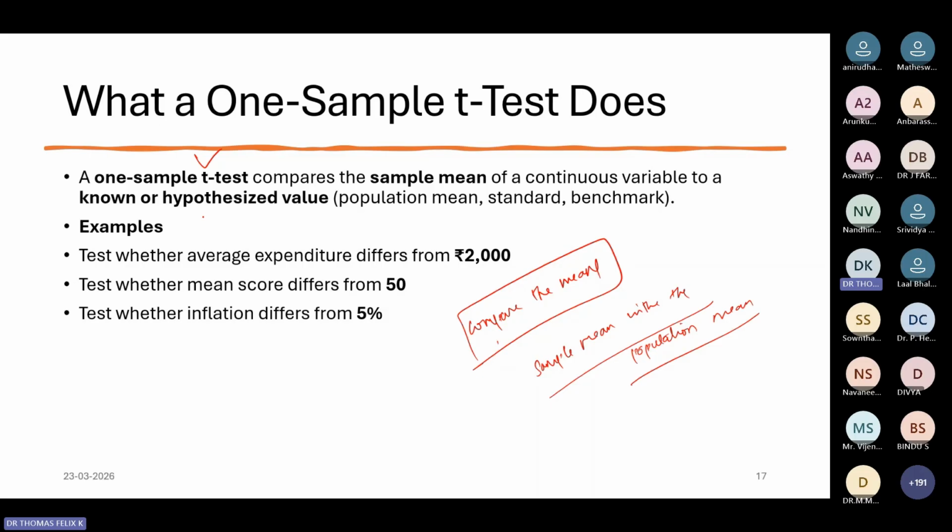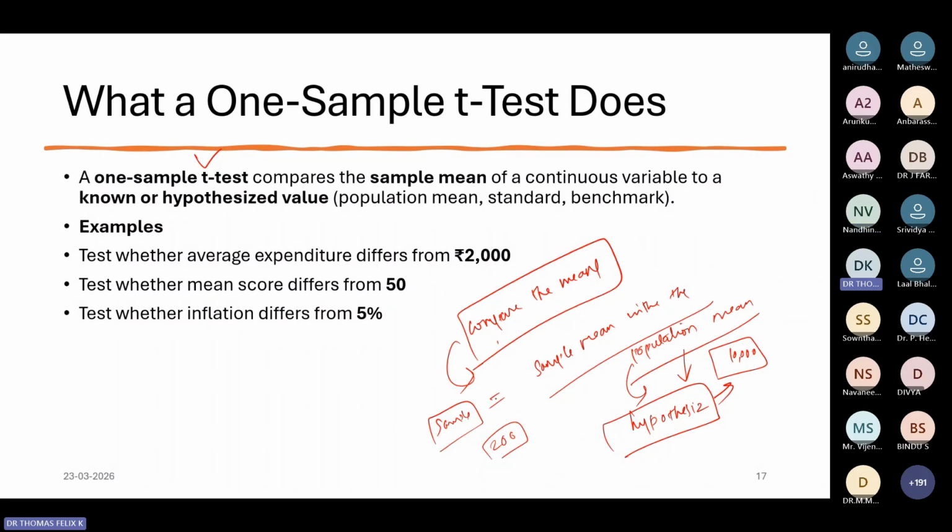You need to note that we don't know the population mean, and it is difficult for us to calculate all the information from the population. Due to that, we will have a hypothesis about the mean. For example, I may hypothesize that the population income is around 10,000 rupees per month. Then I compare it with my sample mean. I might have collected samples from 200 or 500 farmers. Then I compare the population mean with the sample mean, whether they are the same or not equal.